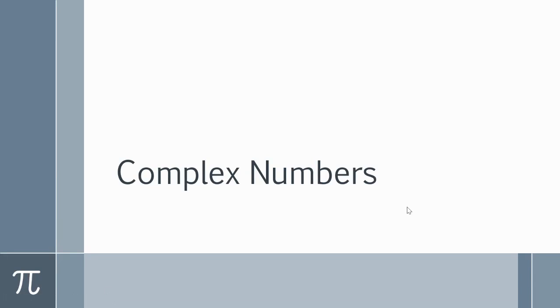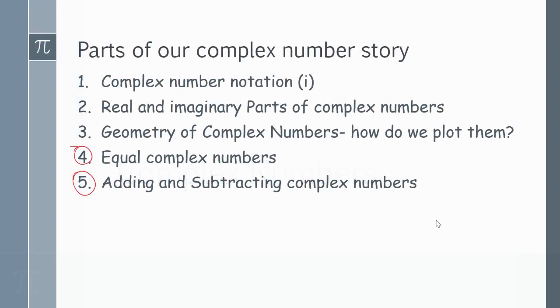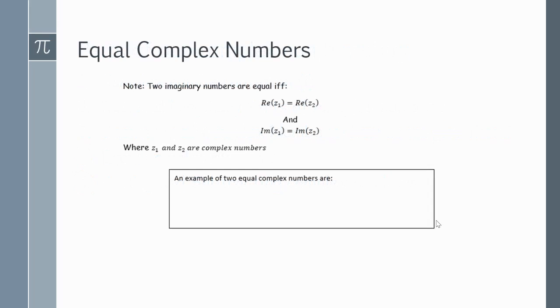This is part 2 of our first section on complex numbers. In this part we're going to focus on what equal complex numbers are and how to add and subtract complex numbers. It won't take too long. We already know what complex numbers are. They're numbers of the form x plus iy.